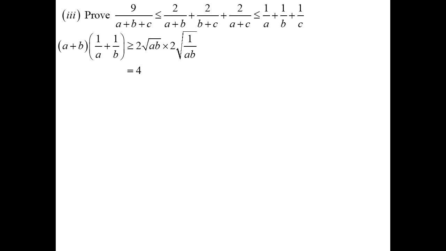So the 2 inequalities are that a plus b is greater than or equal to 2 root ab, but the other one I've got is 1 on a plus 1 on b will be greater than or equal to 2 times the square root of 1 on a times b. Well, of course, the right-hand side now just turns out to be 4, because they cancel. All right. So what I now have is 1 on a plus 1 on b is greater than or equal to 4 on a plus b.